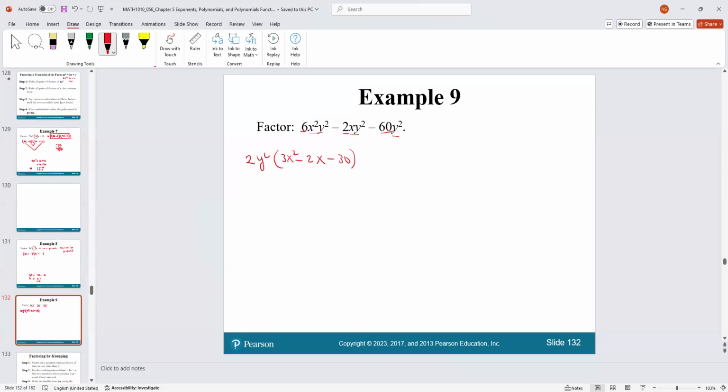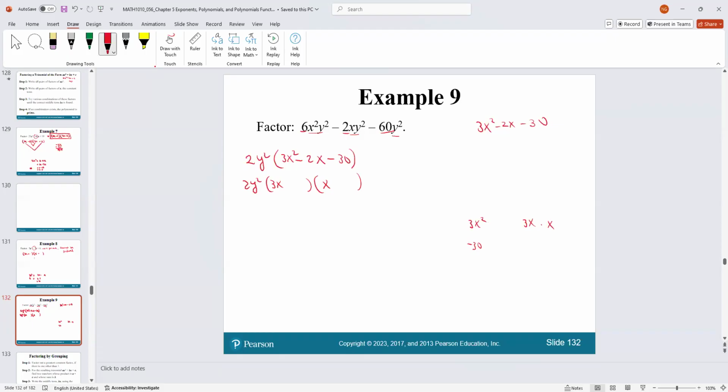Now we have the only possible factors, so what do we do here? We have 3x squared. If we try to factor 3x squared minus 2x minus 30, the only possible factor for 3x squared would be 3x times x. But for 30, you have plenty, right? So we know 2y squared times 3x times x is our factors. But now, for the inside and the outside, let's try it. How to rewrite negative 30? Two factors, okay?